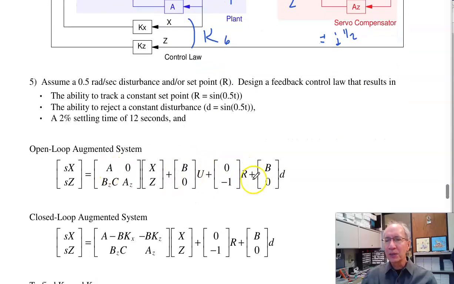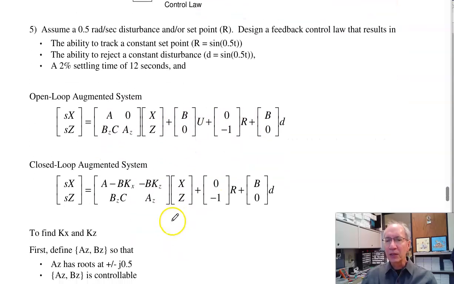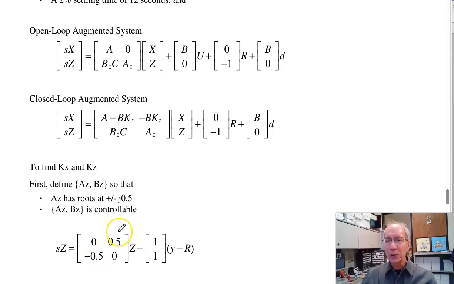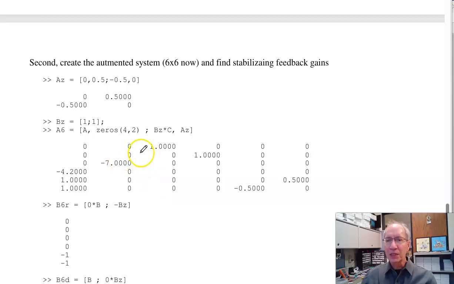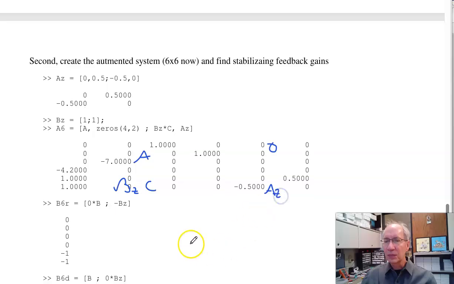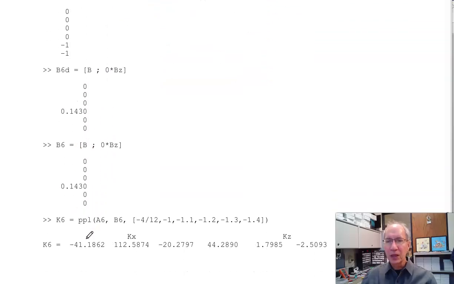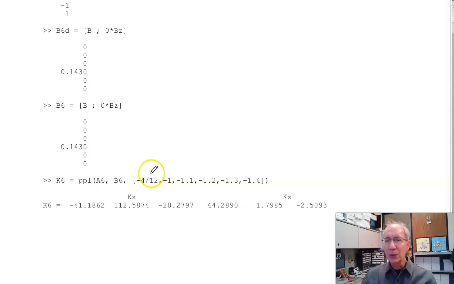So form the augmented system, just like before. Close the feedback loop. Define K6. I define servo. This has poles at plus minus j 0.5 and is controllable. Here's my augmented system. Here's the A matrix, zeros matrix, BZ times C and AZ. The B matrix with respect to R, B matrix with respect to U. Pole placement. Place the dominant pole and the other poles. Kind of arbitrary where you put them, that's where I chose.